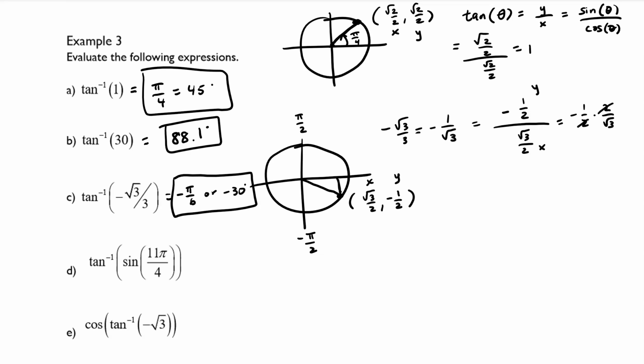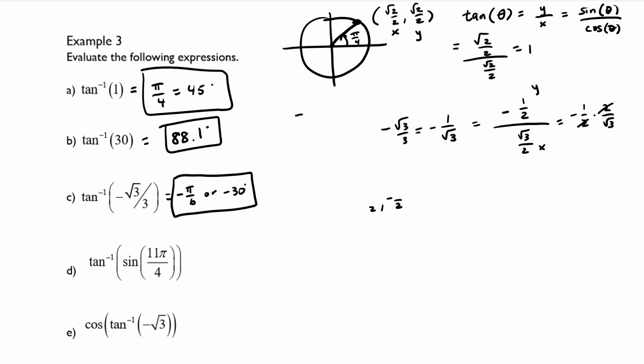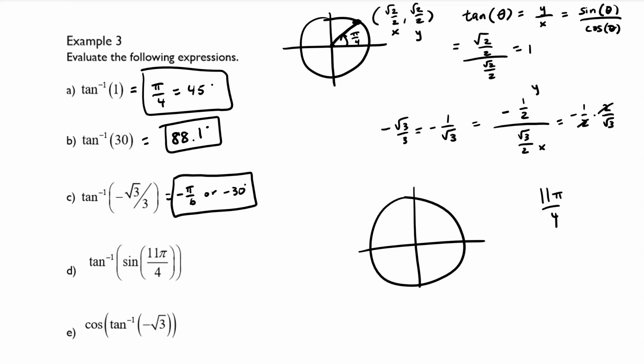All right, part D wants us to find tangent inverse of sine of 11 pi over 4. So I'm going to erase some of this to give me some room here. Now on the unit circle, 11 pi over 4 is coterminal with, let's see, because I have 11 pi over 4, I can subtract off a full rotation, which would be 8 pi over 4, since this whole fraction is equal to 2 pi. So if we subtract off a full rotation, that ends up giving us 3 pi over 4, and 3 pi over 4 is in quadrant 2.